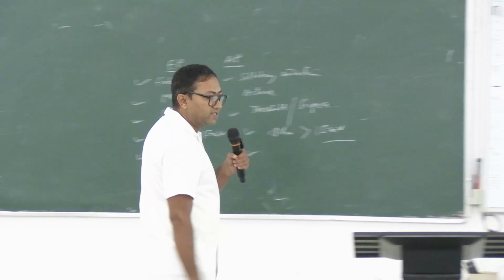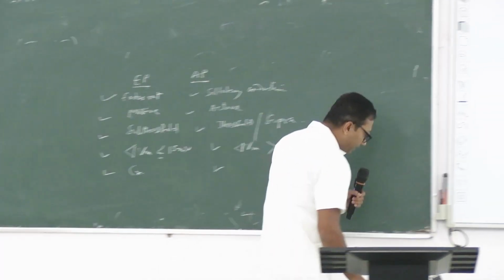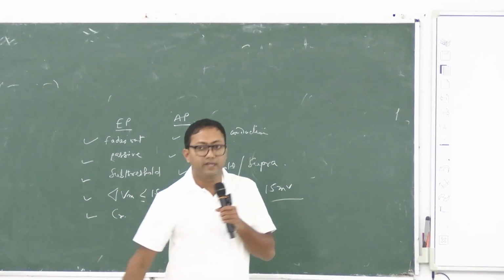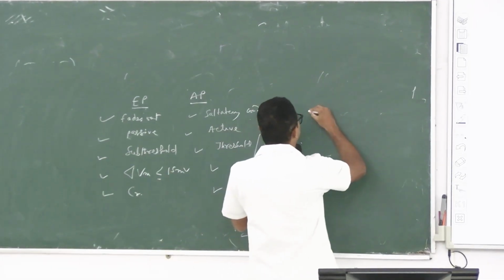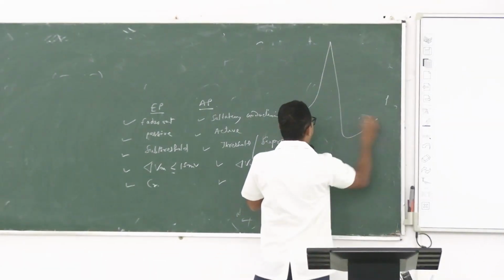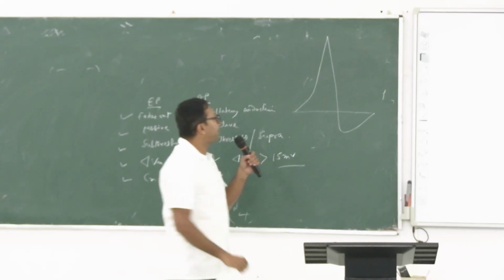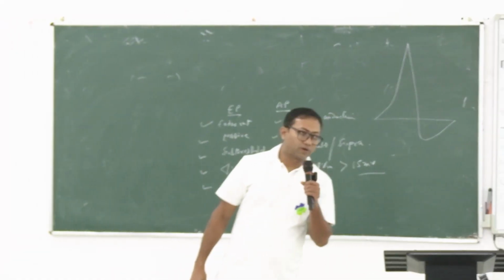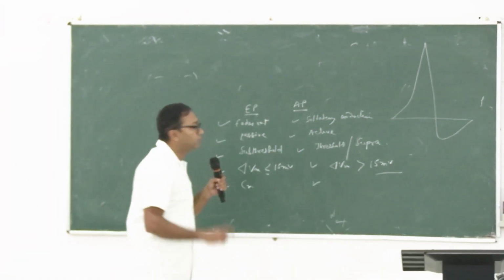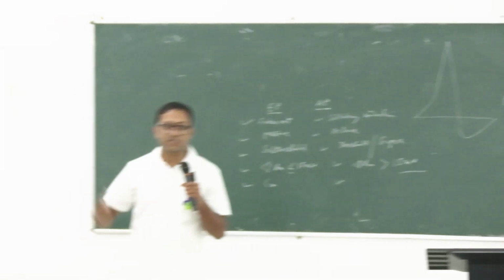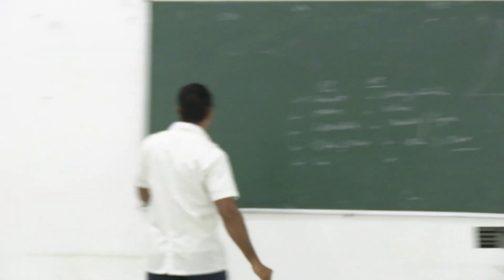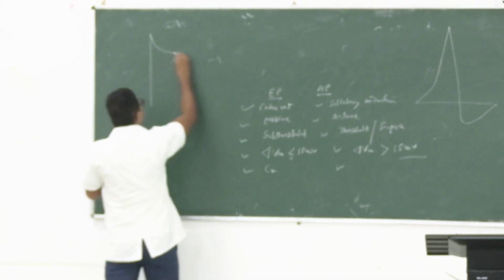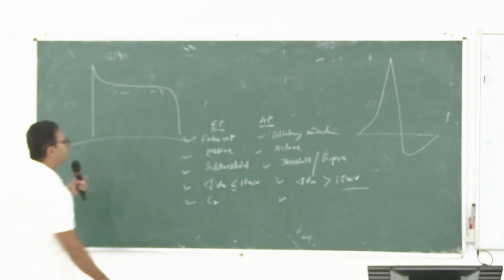Say for example, in a skeletal muscle, or simply in a neuron, you will see the shape of action potential is this, right? This is the shape of action potential in a neuron. And if you take a myocardium, a cardiac muscle, the shape of action potential will be somewhat like this, right?